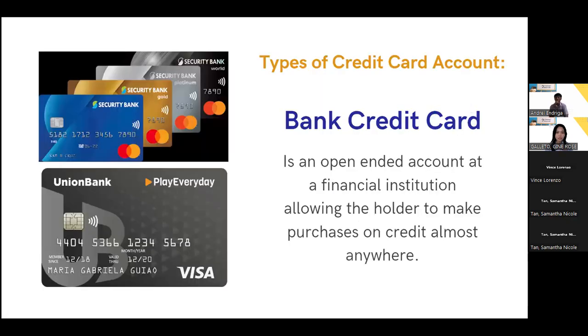One type of credit card account is bank credit card. So, isa siyang open-ended amount, meaning yung mga borrowers ay pwede gumiram or gumamit up to a predetermined credit limit. Using this type of credit card, pwede kang bumili anywhere basta nag-a-accept yung merchant ng credit cards. So, examples of this are Security Bank credit card and the Union Bank.